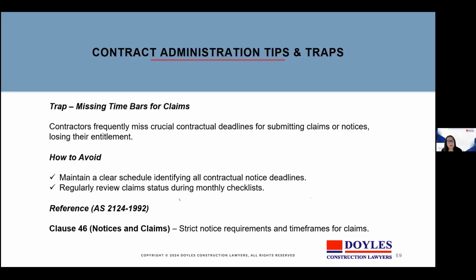The tips and traps. A trap, missing time bars for claims. Contractors frequently miss crucial contractual deadlines for submitting claims or notices, losing their entitlement. And missing notice deadlines is one of the most common and fatal errors. And the way to avoid that is to maintain a clear schedule identifying all contractual notice deadlines, and to regularly review claims during the monthly checklists.